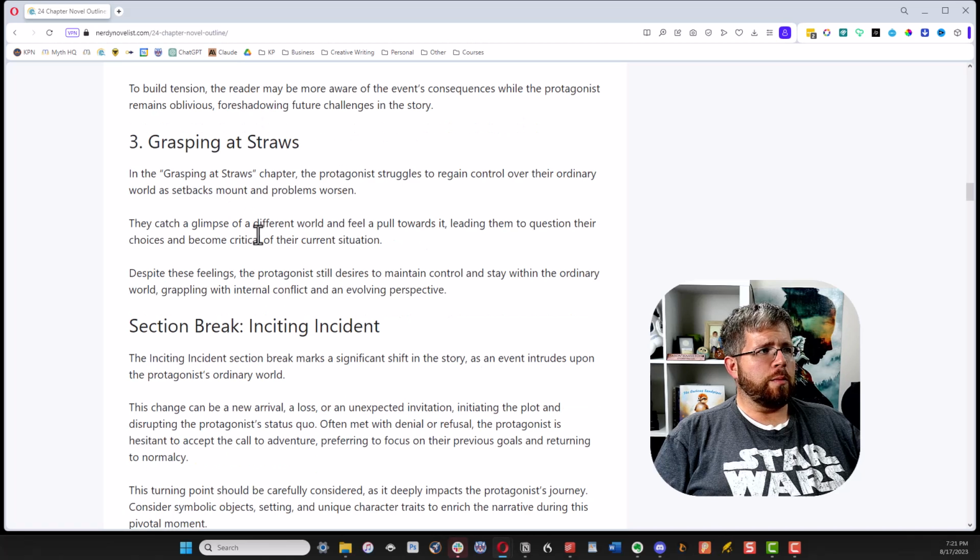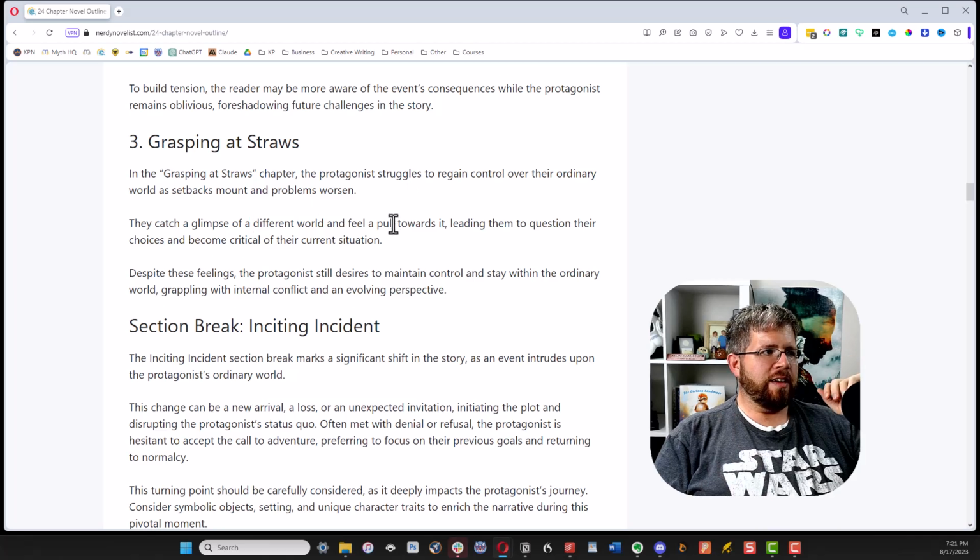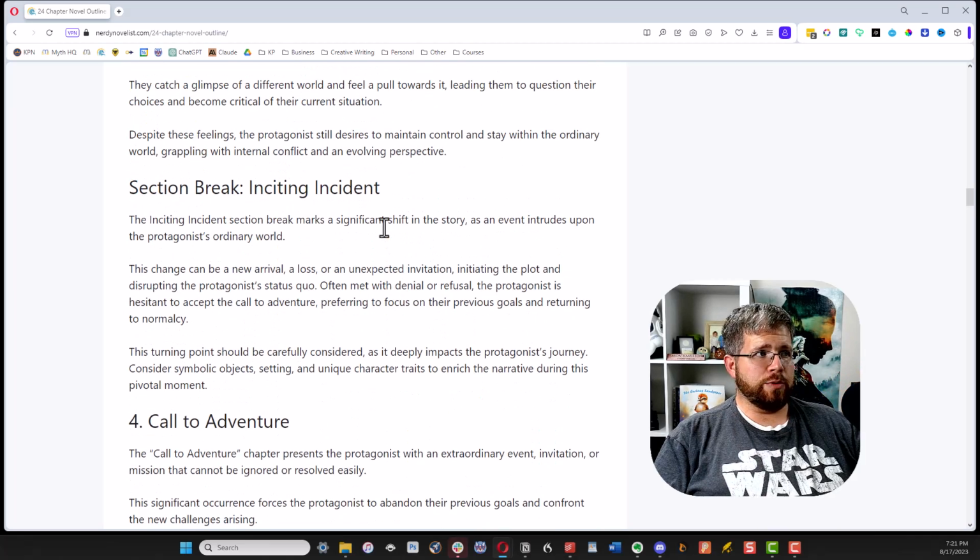Chapter 3, we have Grasping at Straws. This is where things are starting to shift and change, and Bilbo Baggins doesn't want to go on that adventure, right? The protagonist is kind of digging their heels in and saying, whoa, I don't like this. And then we have the section break, which is the inciting incident. And again, this could be a single moment. It could be a scene. It could be its own chapter. But this is where the big thing happens that totally removes the hero from their place of comfort and forces them into action of some kind.